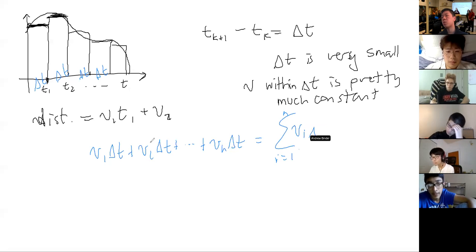Yeah, so then basically we want to sum all of these up to get the total distance that we traveled.